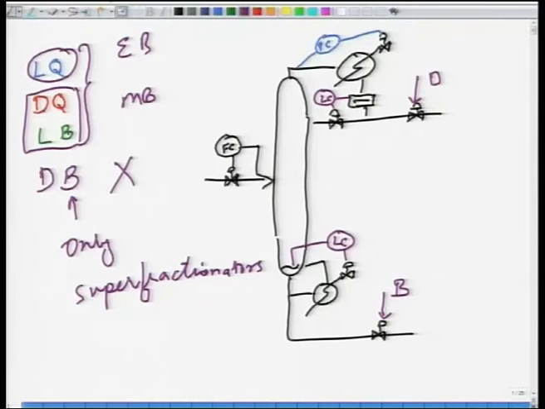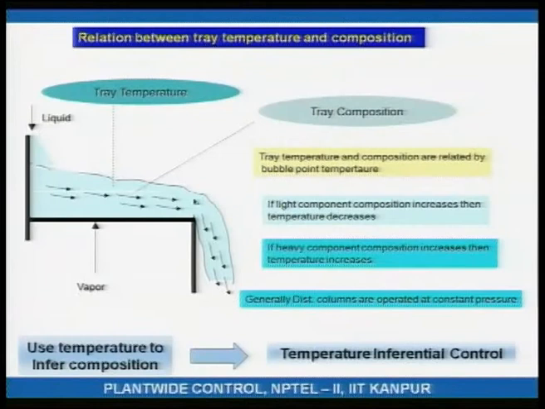We saw all this last time. Now let's continue from where we left. All this we have seen. Now a smart operator would operate the column to keep the distillate purity and the bottoms purity, or rather the impurity level in the distillate, that is the heavy key impurity in the distillate and the light key impurity in the bottoms, to reasonable acceptable values. Okay.